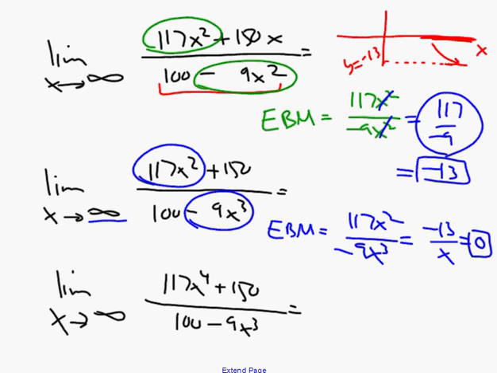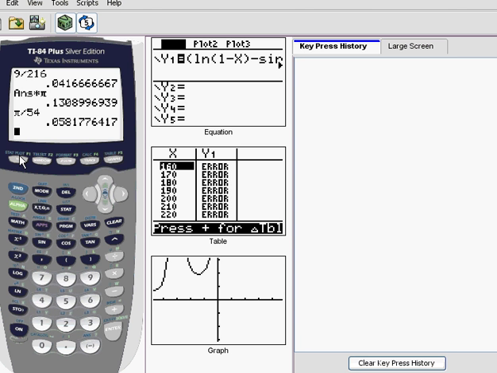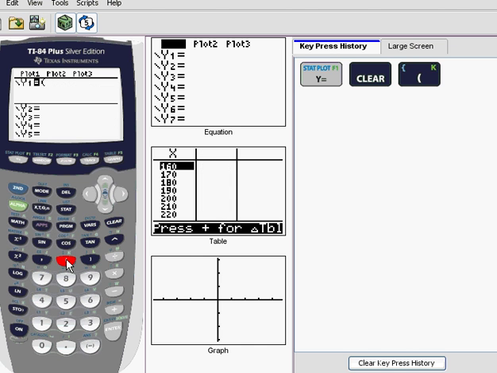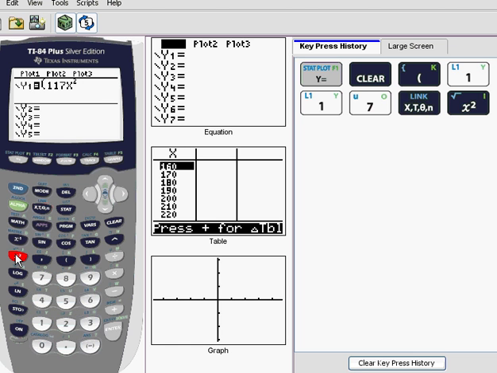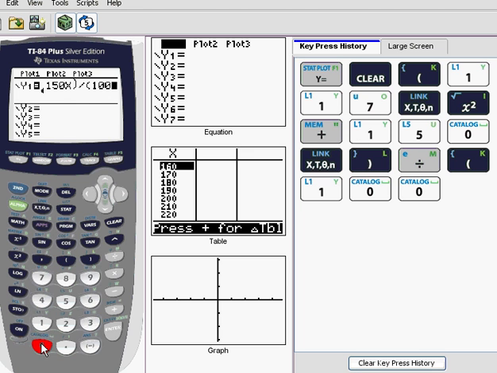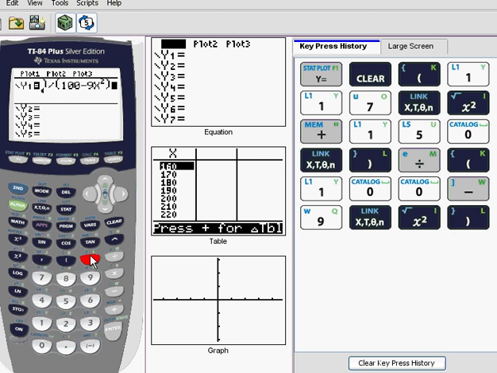We can look at this on the calculator. So we just have to remember this function here. So y equals, open parenthesis, 117x squared plus 150x, close parenthesis, divided by open parenthesis 100 minus 9x squared. All right, that looks good.